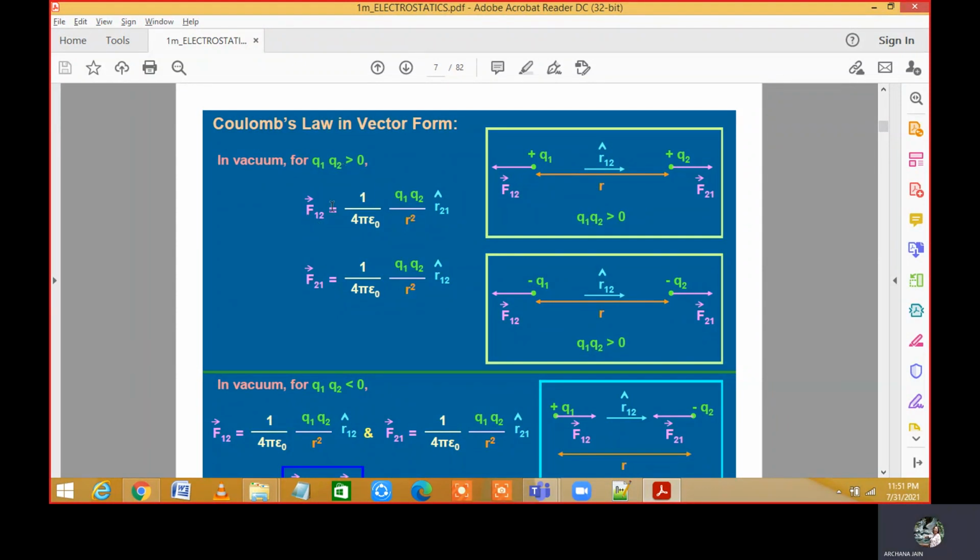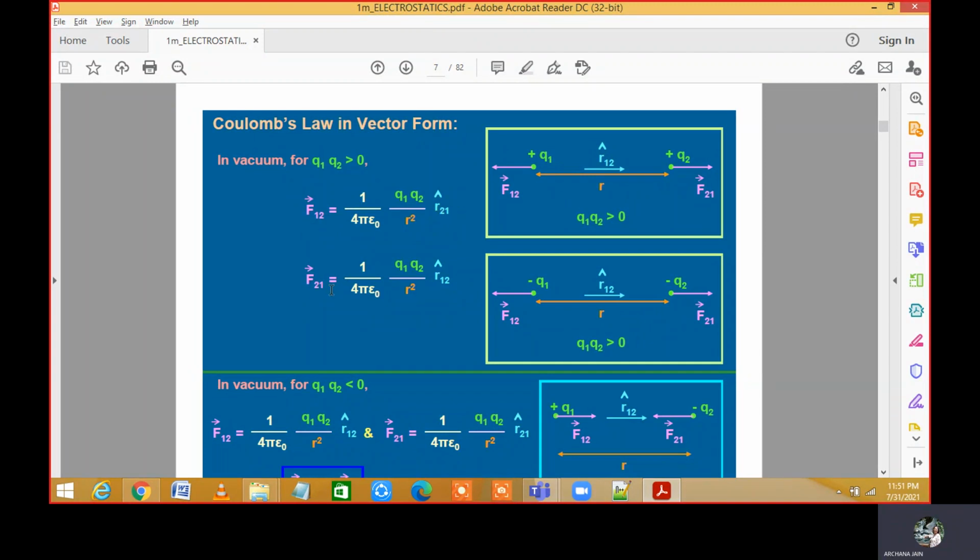Now again come to this point. F12 is equal to 1 upon 4 pi epsilon naught, Q1, Q2 upon R square. This is the magnitude of force. Now this is R21 cap. R21 cap is the unit vector along R21. R12 is from 1 to 2. Therefore, R21 is from 2 to 1. And the direction of F12 and the direction of R21 is the same. That's why F12 is in the direction of R21.